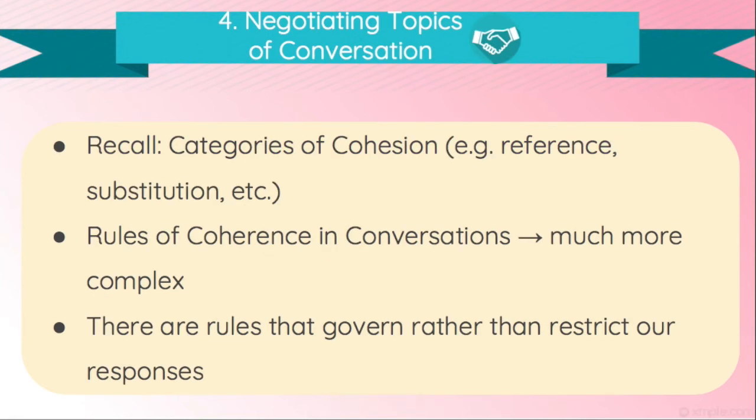Let's recall, based on the semester, we've talked about the categories of cohesion under discourse, for instance reference, substitution, and ellipsis. This is important in negotiating topics of conversation. It's very important to keep the cohesion of a conversation together for it to be more efficient and more free-flowing. Sometimes we use reference, where we refer to something that was previously mentioned by one of the speakers or by yourself. We also use substitution. So instead of saying a girl's name, for instance Kristin, we substitute it with, for instance, she.